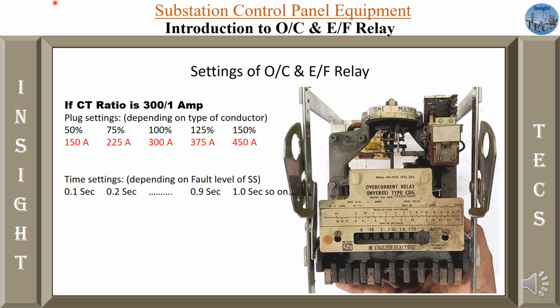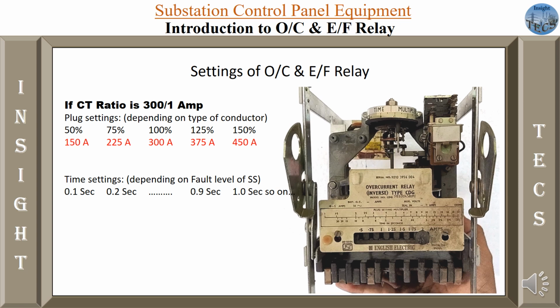Similarly, the second setting that we have to do is this time setting, which we can do from here. It can be set to 0.1, 0.2 seconds and so on. What this time setting will mean is whenever there is 150 amperes and the disk starts rotating, it will operate within 0.2 seconds.